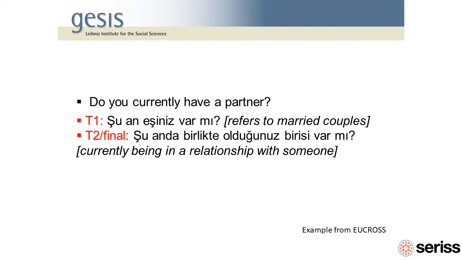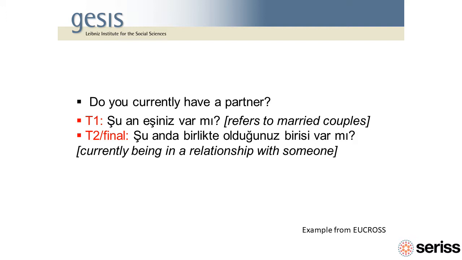I just want to give you one example of what it could mean to have 2 different versions to choose from, and what it actually means in terms of detecting errors. This is an example from the EU project UCROSS. The target group was essentially migrants, Turkish and Romanian migrants in different European countries. And in the socio-demographic section of the questionnaire, there was a question asking, do you currently have a partner?